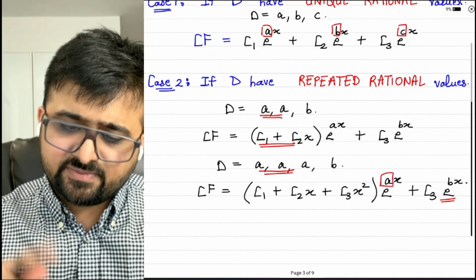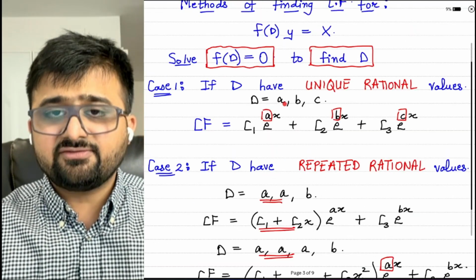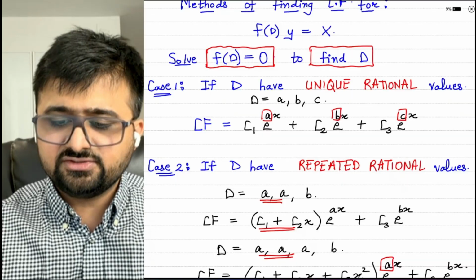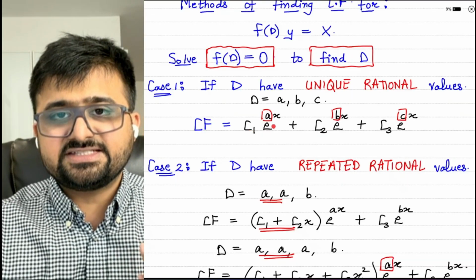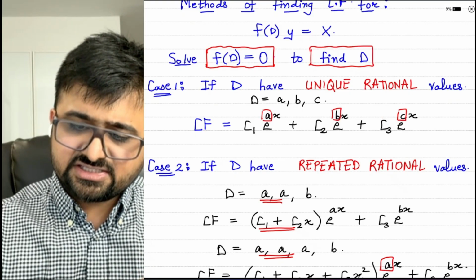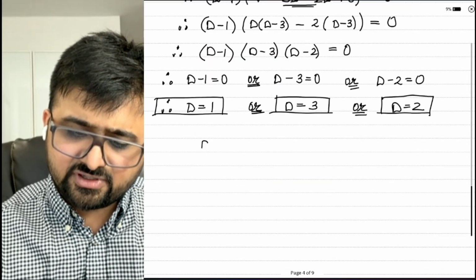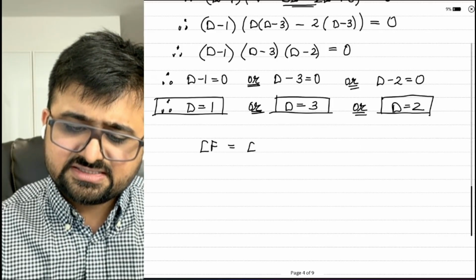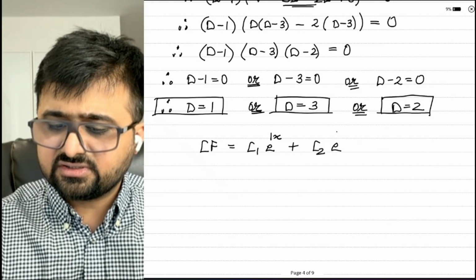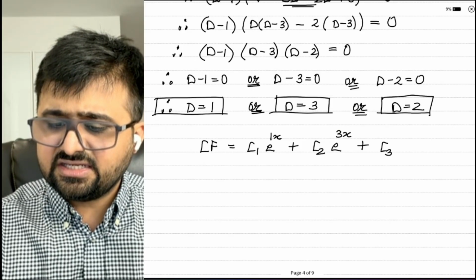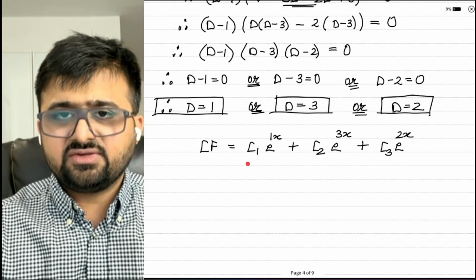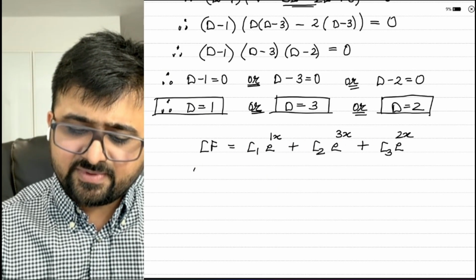Now let's get back to our case. Since these values 1, 2, 3 are unique and rational, the complementary function is just given by c1 e to the power ax, c2 e to the power bx, and c3 e to the power cx. So my complementary function is given by c1 e to the power 1x plus c2 e to the power 3x plus c3 e to the power 2x. The sequence doesn't matter here. You can either write 1, 2, 3 or 1, 3, 2, and so on. But this is your complementary function.